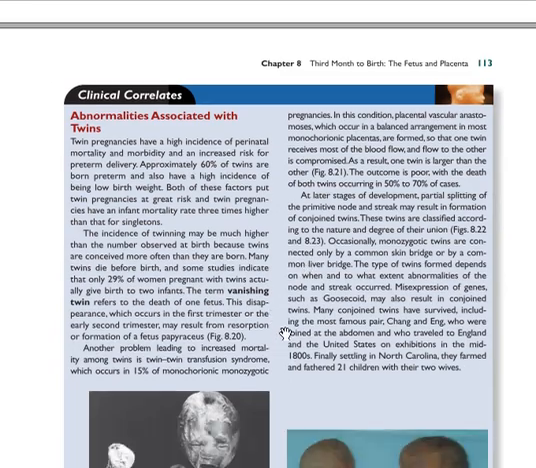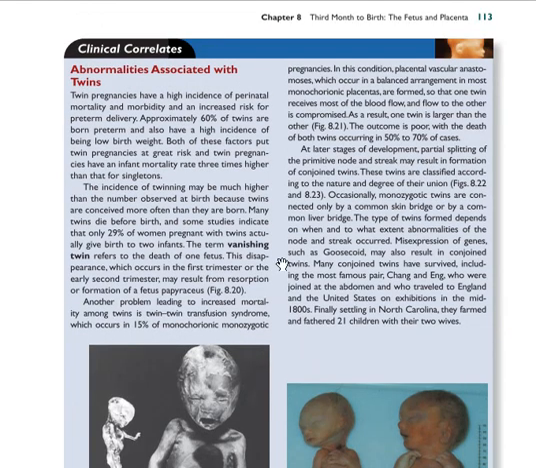Is it clear? Now, what are the abnormalities related to twin pregnancy? You need to know that one. Approximately 60% of twins are born preterm and also have a high incidence of low birth weight. Approximately 60% of twins.